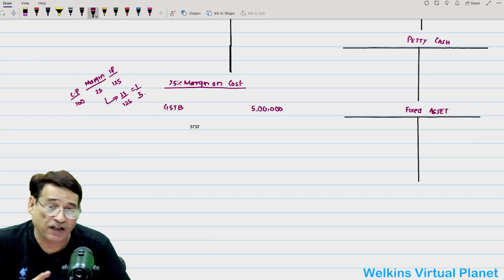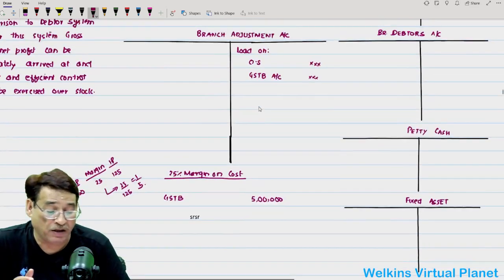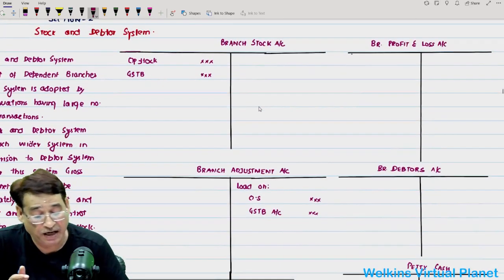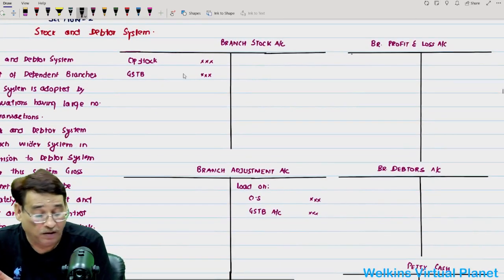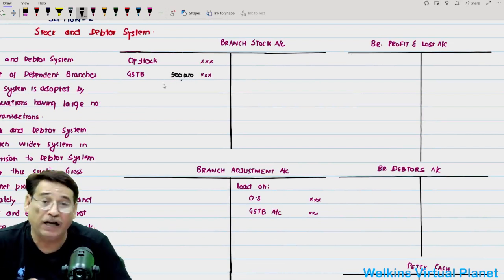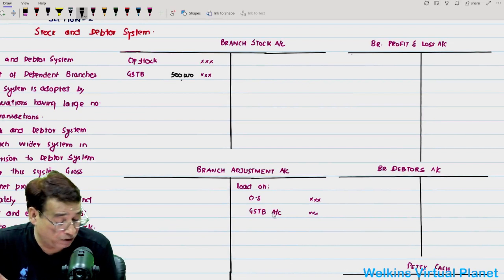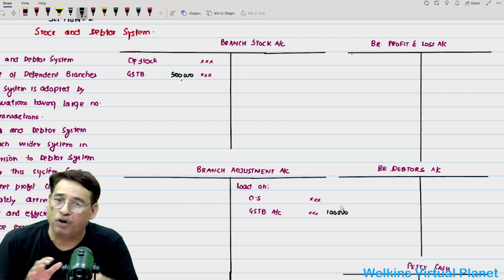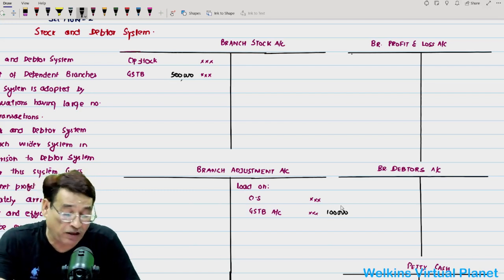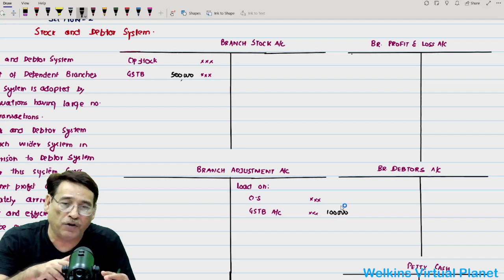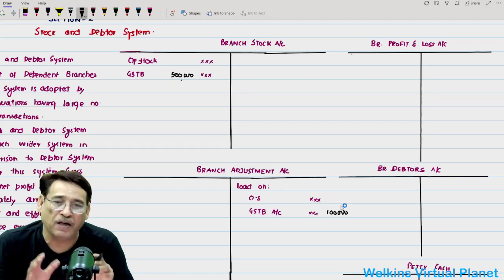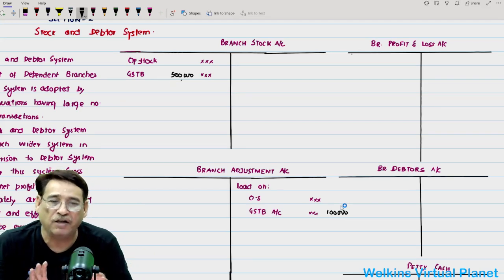Suppose I have sent goods to the branch in the current year worth 5 lakh. Then here I am going to write 5 lakh, goods sent to branch 5 lakh, just to make the point a little bit more clear. And I will write the loading part, 1/5 of 5 lakh, because loading is equal to 1/5. So I will write here 1 lakh. You got my point or not? This way, the goods sent to branch account has now been brought to its real cost, that is 4 lakh. Is it clear to you? That is basically the purpose.